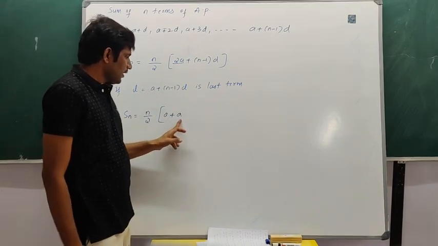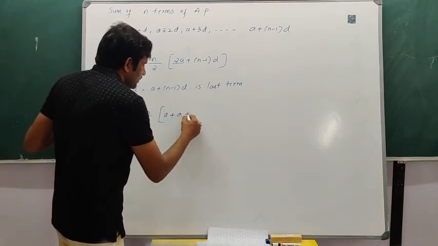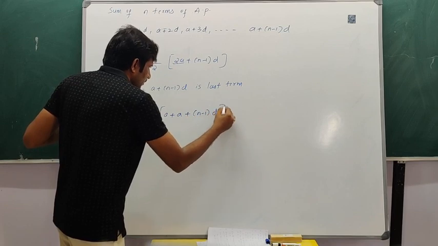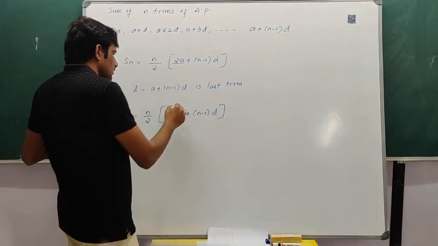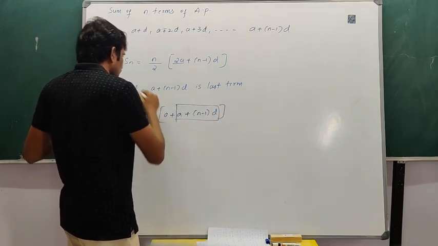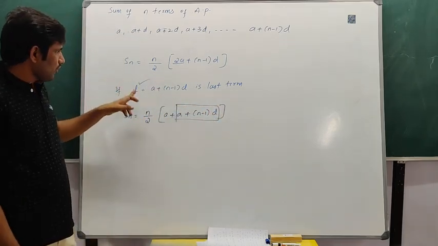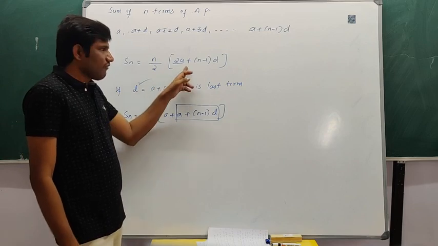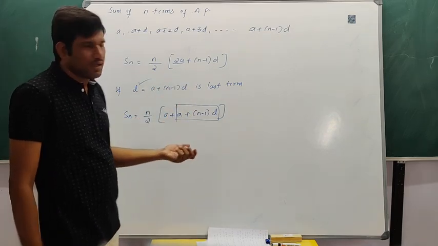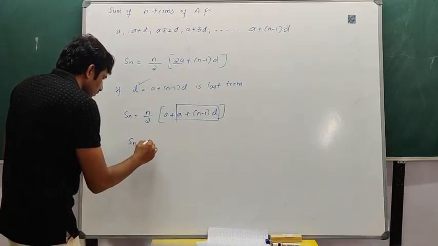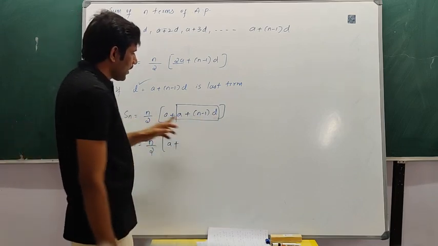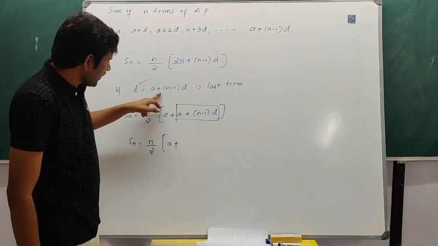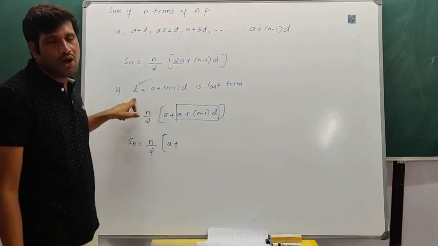So 2a, what is 2a? It is a plus n minus 1 into d. So 2a is nothing but a plus n minus 1 into d. What is this a plus n minus 1 into d? That is the nth term. So when we know the last term, instead of using the earlier formula, I am using a different formula. So Sn is equal to n by 2 into bracket a plus, what is a plus n minus 1 into d? From this it is l or an.